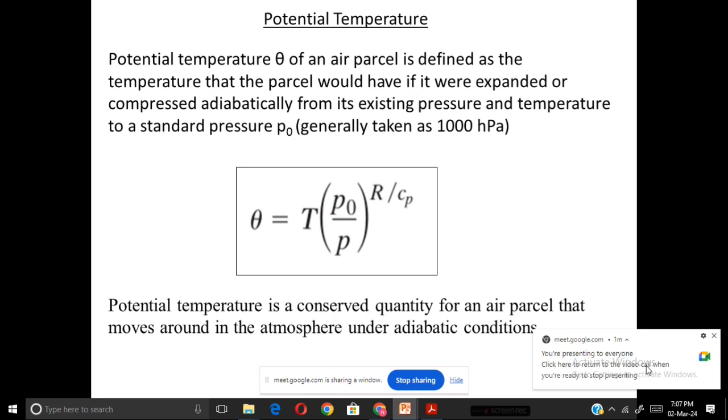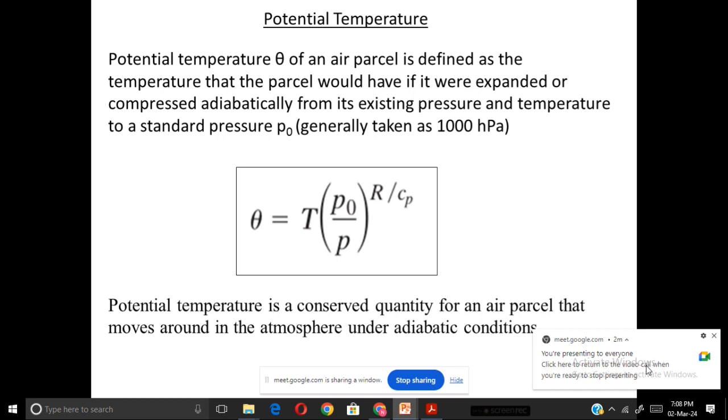In the equation of state, P is equal to rho RT, we wanted to retain R as Rd, so we introduced the virtual temperature. So when we are considering a moist air parcel, we can use the same equation of state, P is equal to rho R Tv, that is, T is replaced with Tv. So we learned about virtual temperature in the last class.